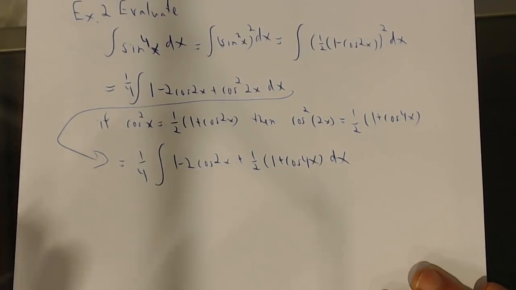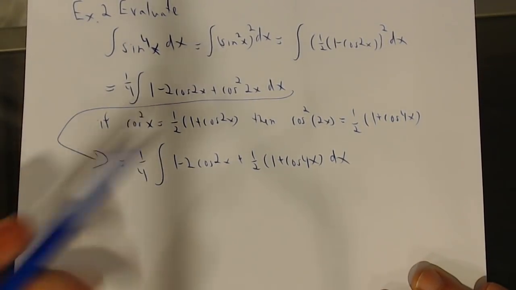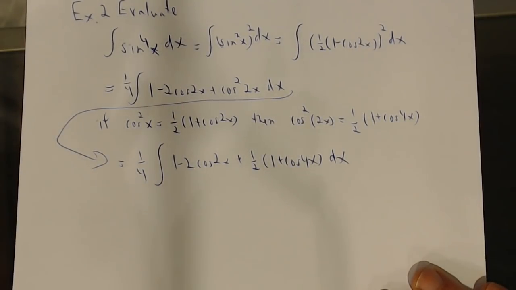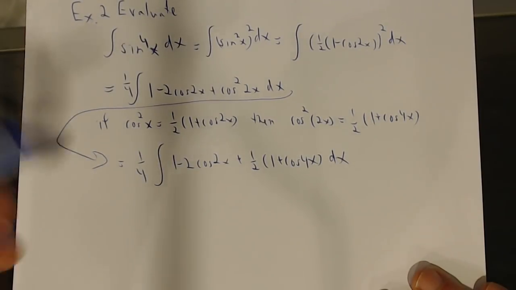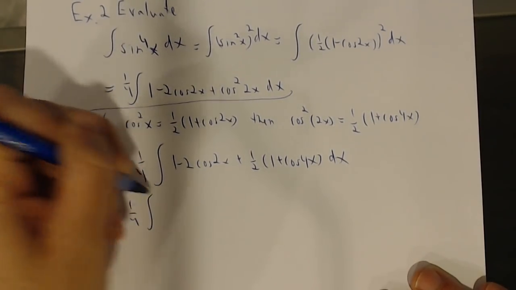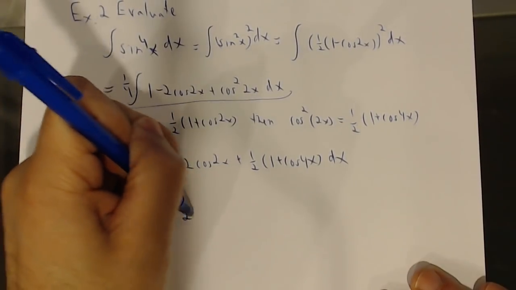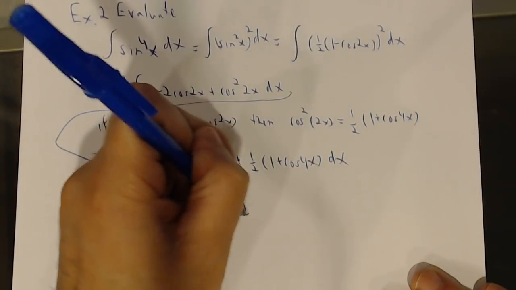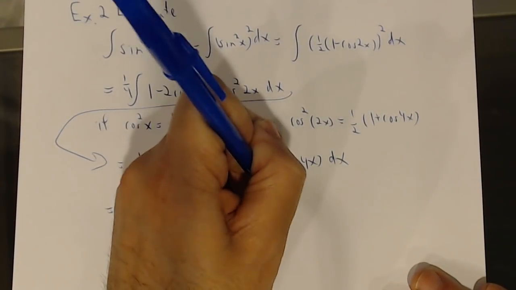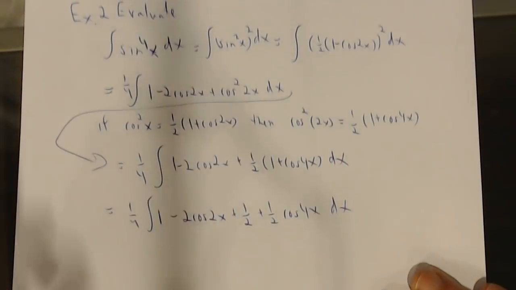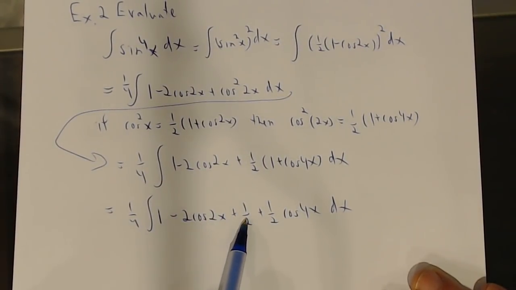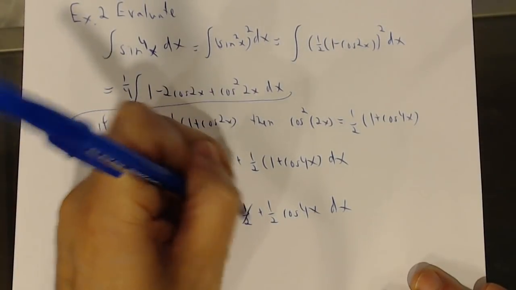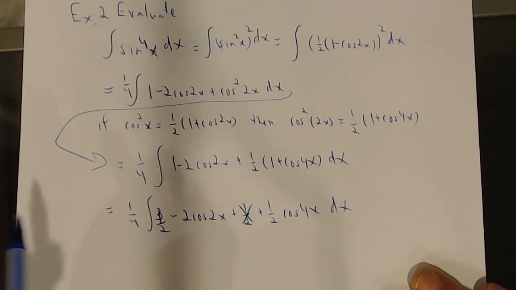Now look at how nice this is. I think this stuff is awesome, the way it works, because at first you're like, wow, I can't find the antiderivative of this, and then next thing you see, it cleans up so much. So this becomes 1/4, 1 minus 2 cosine of 2x plus, let's distribute this 1/2, it becomes 1/2 plus 1/2 cosine of 4x dx. And see, I could combine that 1/2 with that 1. So let's just call that 3/2, and let's get rid of that. And then the rest I can't do anything with.